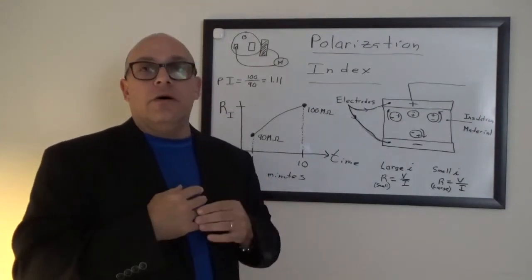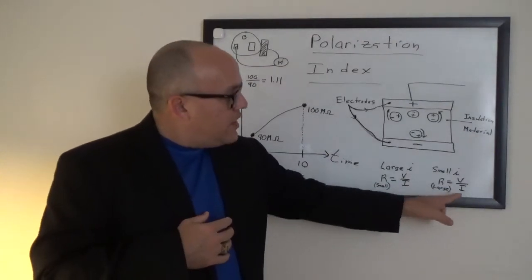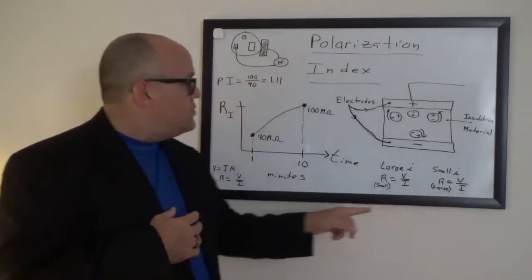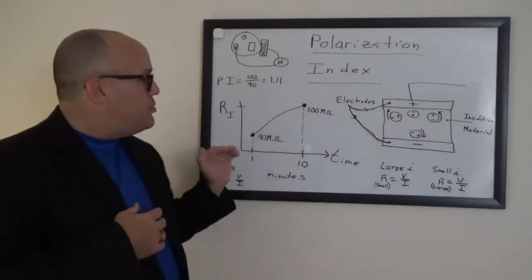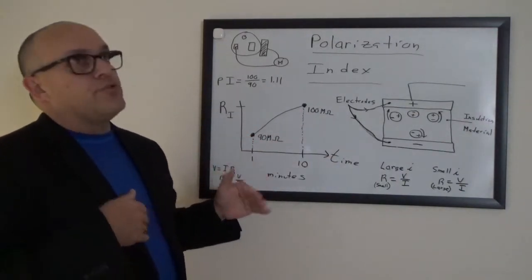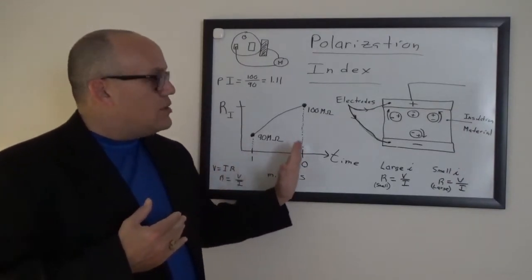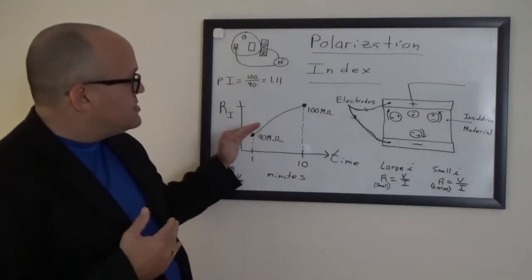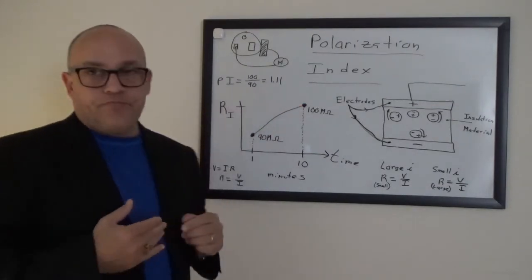Once it reaches its freewheeling steady state, you get a smaller current. And if you have a small current, you have a larger resistance. So if you look at the graph here, that's what you expect to see as the polarization procedure starts off in time at a lower resistance and slowly goes into a higher resistance. So the slope of this curve tells you the polarization index.